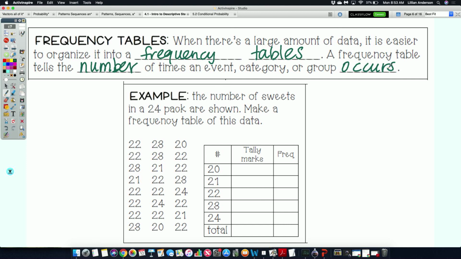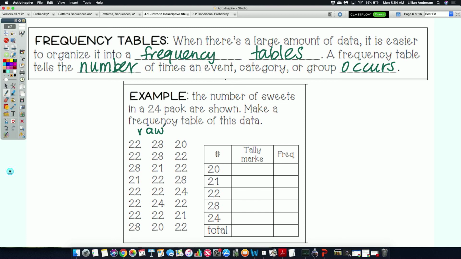Okay? So a frequency table is basically the condensed version of all of the data that you collected. For example, we have the number of sweets in 24 packs shown. We're going to make a frequency table with this data. All of this here represents your raw data of the 24 packs and how many sweets were in there. As you can see, there's some repeated numbers.